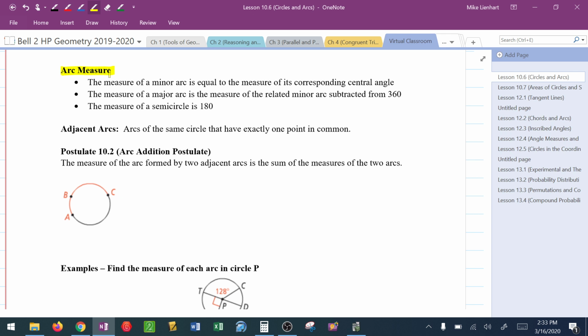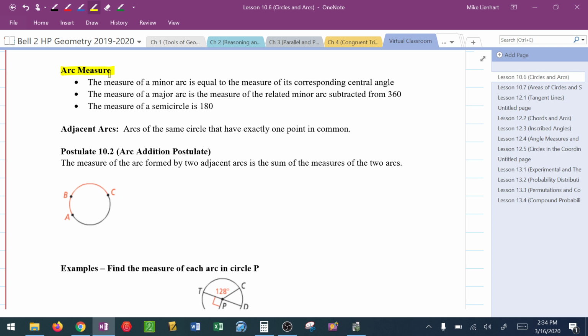So let's talk about that for a second. What they're saying is we know that one trip around the circle is 360 degrees. If you know a portion of that in a minor arc, take 360 minus the minor arc to find the major arc. The third part about arc measure is the measure of a semicircle. It's always 180 degrees. Why? A diameter will split the circle in half.